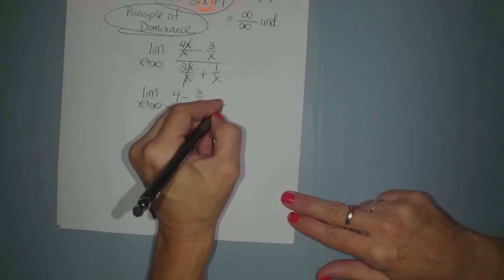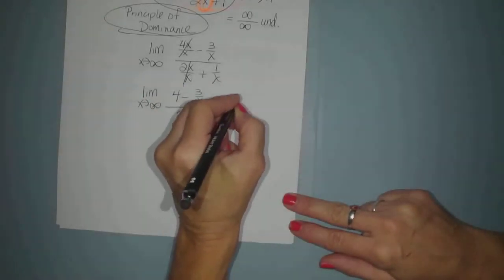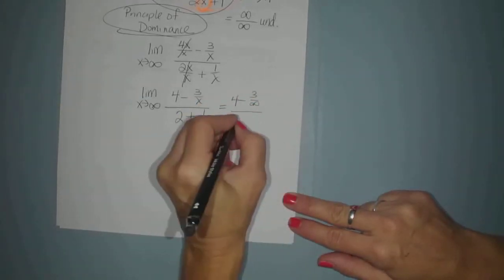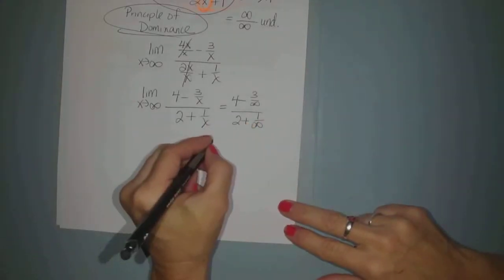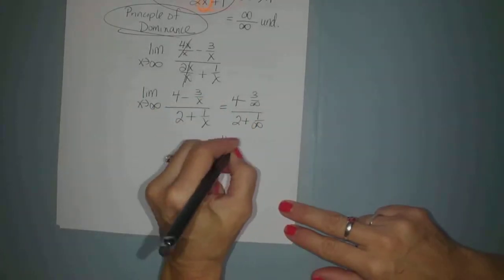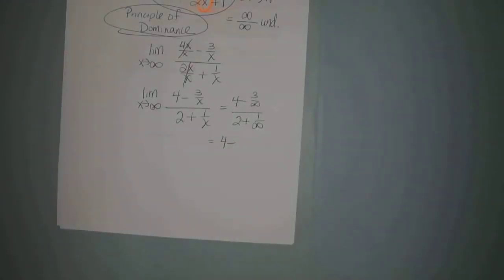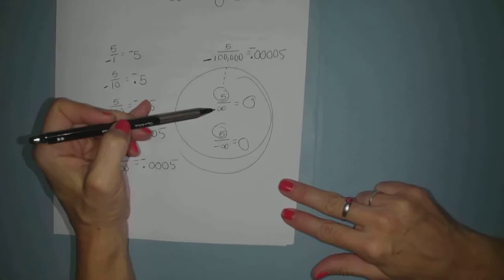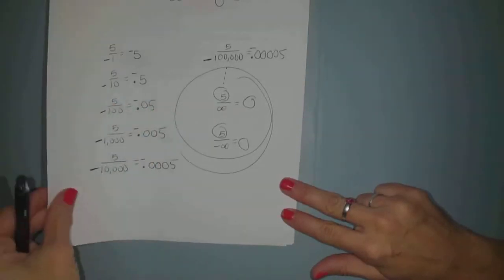So now what we're going to do is insert infinity one more time for these x's. So we're going to have 4 minus 3 divided by infinity over 2 plus 1 divided by infinity. Now 4 is 4. 3 divided by infinity. In our last lesson, we talked about this, that a real number divided by infinity heads towards 0. So that is exactly what I'm going to do.